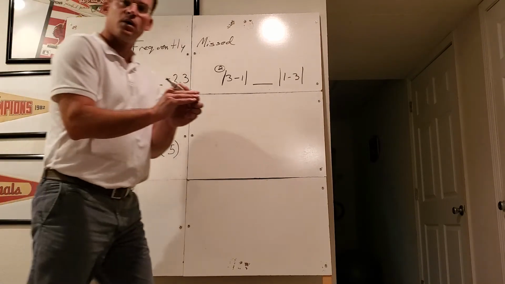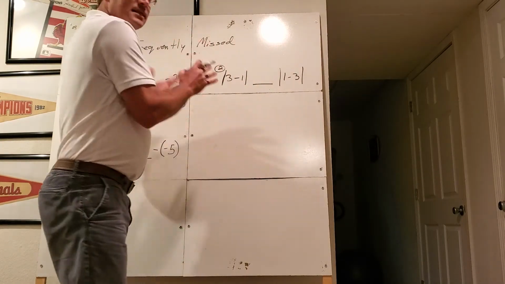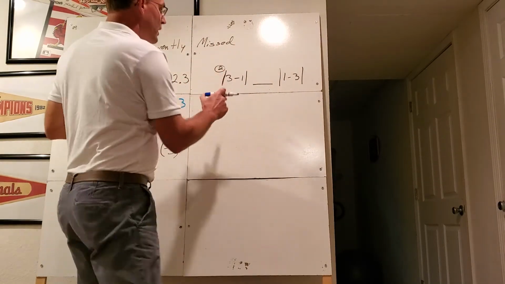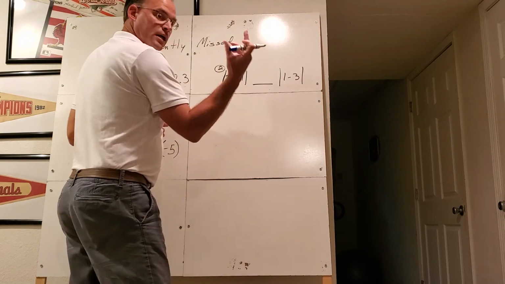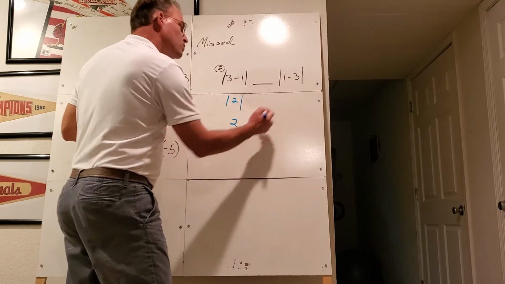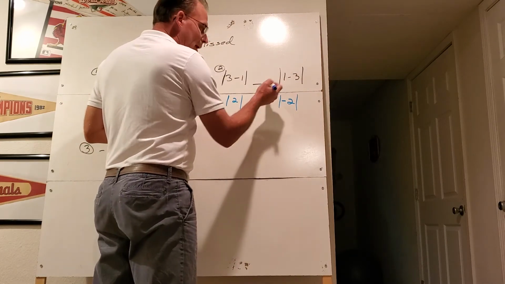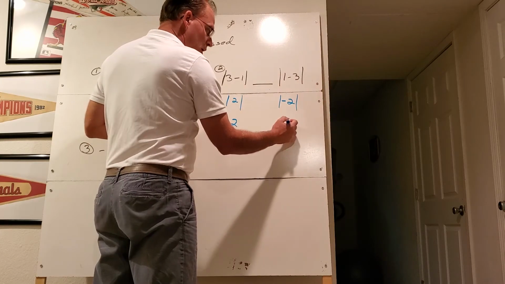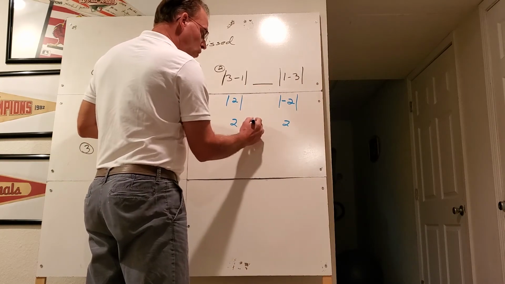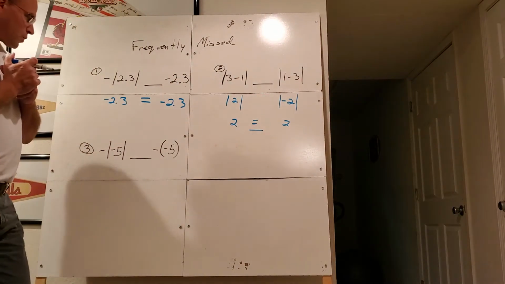Number two, absolute values are a grouping symbol. Do the inside stuff first. So here, 3 minus 1 is 2. The absolute value of 2 is 2. 1 minus 3 is negative 2, but the absolute value of negative 2 is 2, so these two are also equivalent.